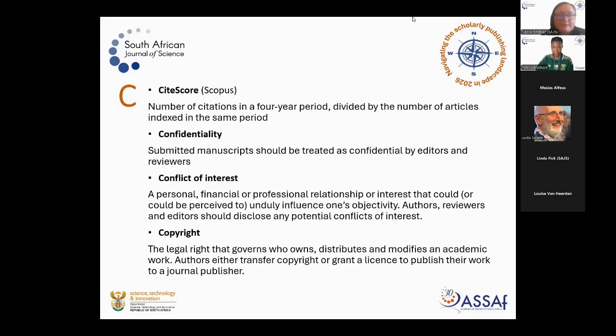CiteScore is a Scopus specific metric, and it is the number of citations in a 4-year period divided by the number of articles indexed in the same period.